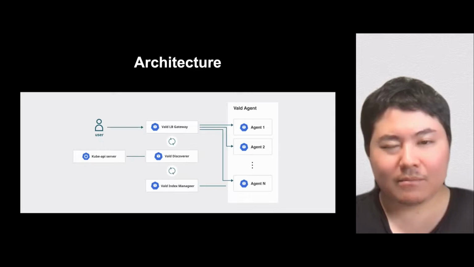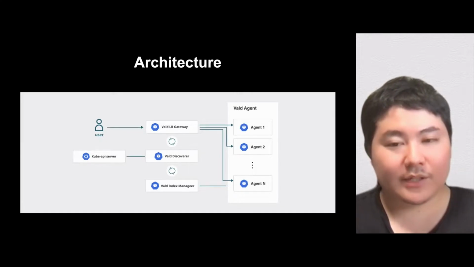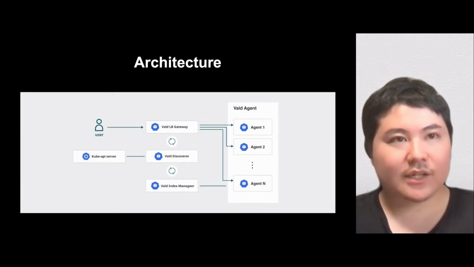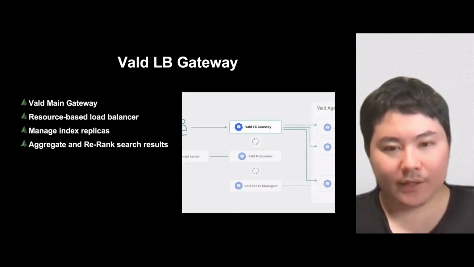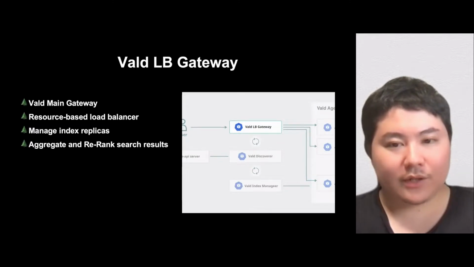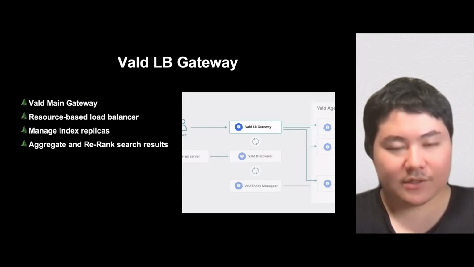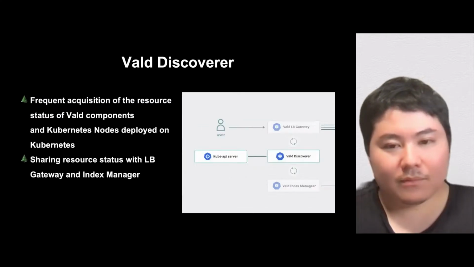Now on to architecture. Vald uses a microservice architecture and has great compatibility with Kubernetes. Each component can be customized according to use cases. First, about the LB gateway. This is the endpoint for the Vald cluster, very important. All the indexes go through these gateways. It has resource-based load balancing, so data can be inserted in a more even fashion. And reranking for the search is returned as well, reflecting the response returned from the agent.